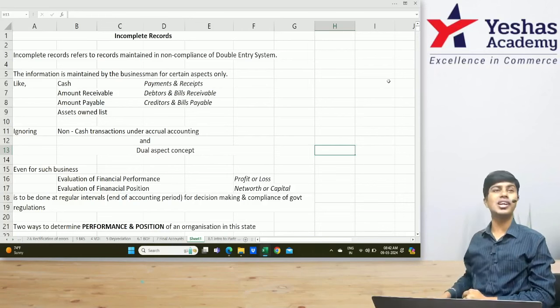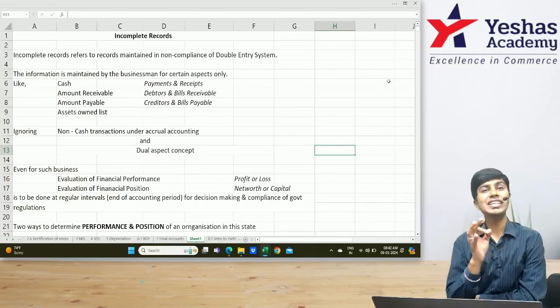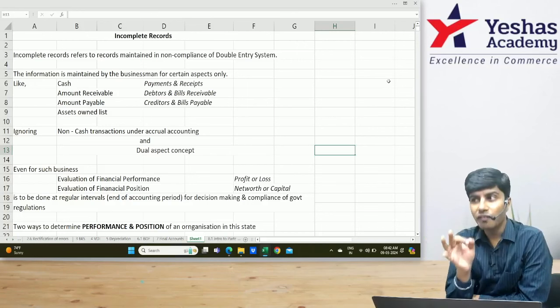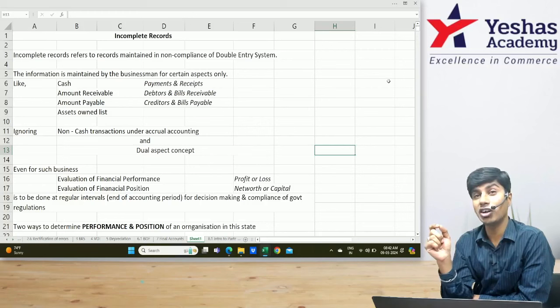So what is the jugaad that we do? This jugaad is called the statement of affairs method. What is it called? Very good. Everyone, once again, repeat after me. What is this method called?